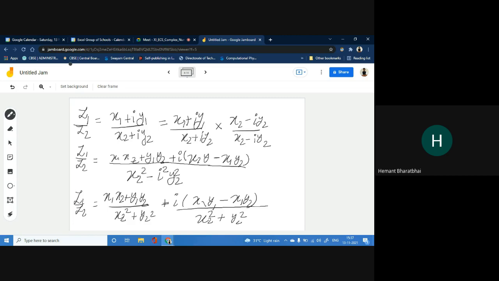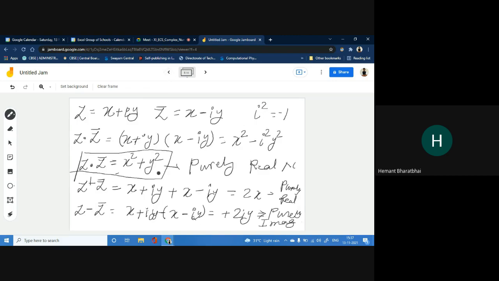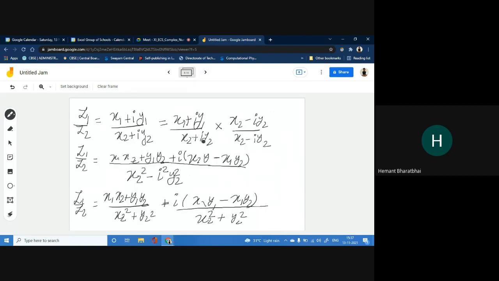So when you want to divide two complex numbers, whatever is there in the denominator, you will multiply with its conjugate. Why? Because you don't want any complex number or imaginary number in the denominator. We have seen when I multiply a complex number with its conjugate, I get a purely real number. So to get a purely real number, we have multiplied with the conjugate of the denominator, so that I get a purely real number, which is x square plus y square.